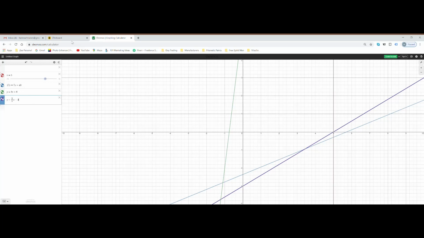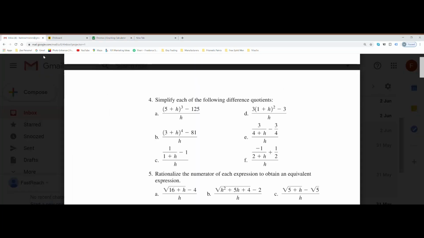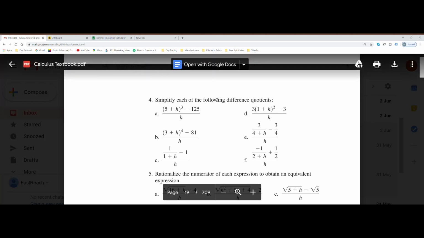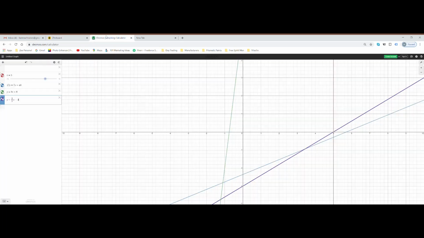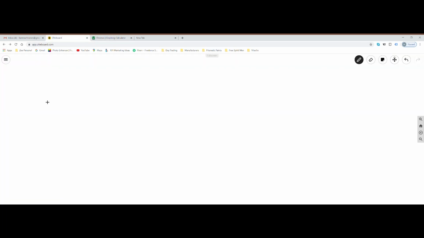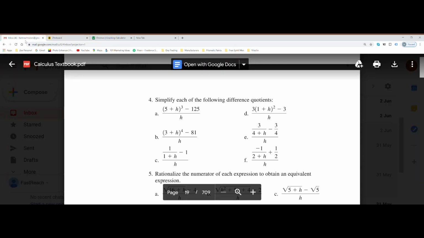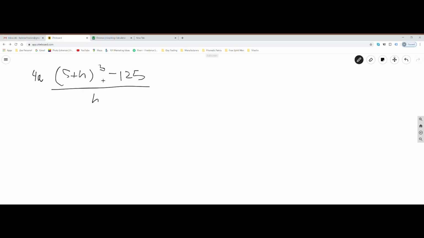So what I like to do is do points. We're going to be doing 4a. Let's clear this. We can keep that open because we might need it. And the question is (5 plus h) cubed minus 125 over h. So pretty much we need to simplify this. So we need to expand on this. So you can also write it like this.